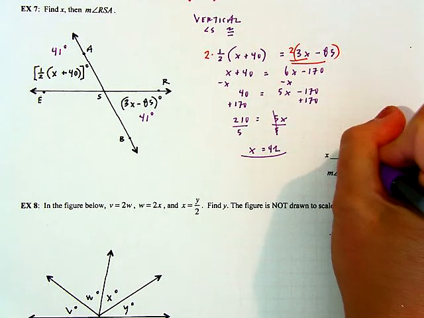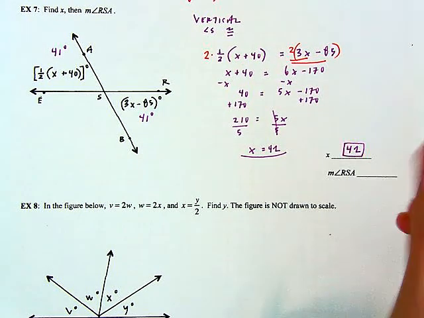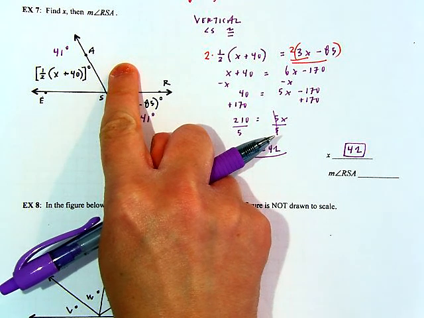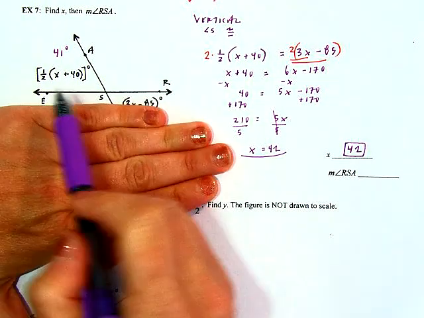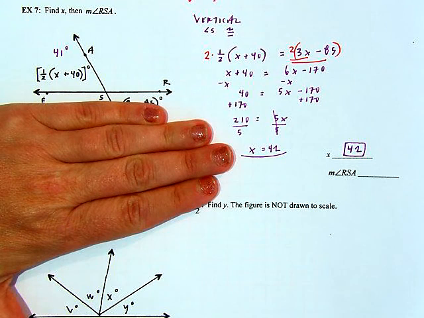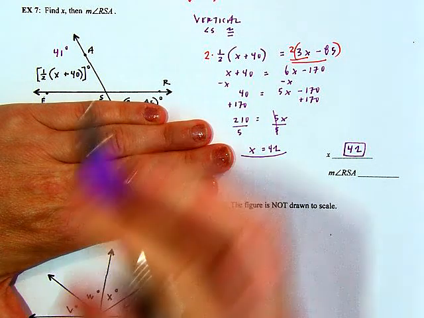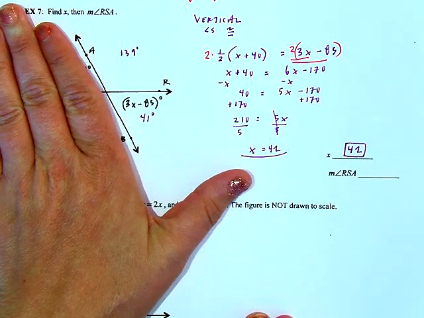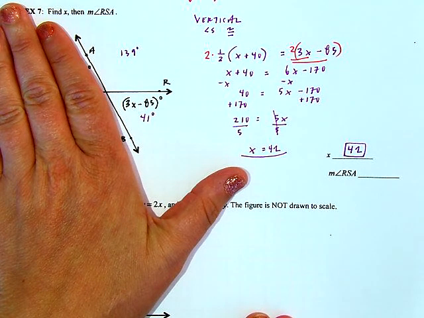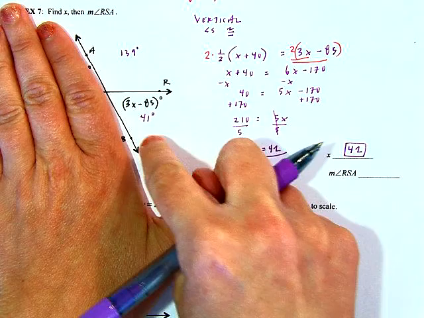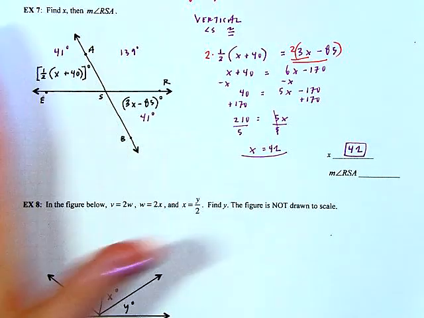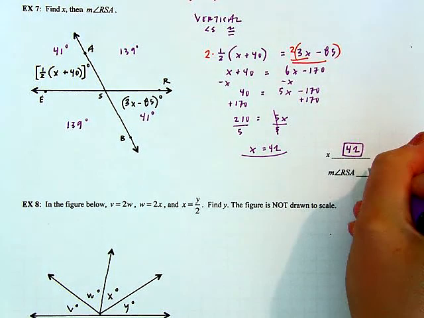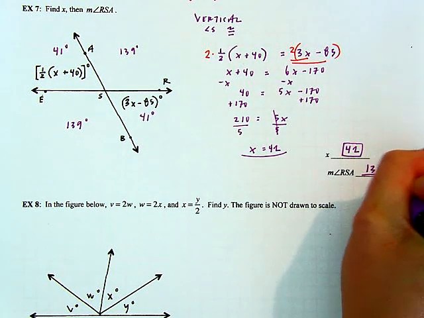I know that x was 42. So the measure of RSA, I want this one right here. So I have to see that, if I block this out, these angles form a linear pair. So together they have to add to 180. So 180 minus 41 is 139. Okay, and that would be the same right here. These form a linear pair. They'd have to add to 180 as well. So another way, just 180 minus this 41 would get me 139 as well, which means that this angle would be 139 also. So the measure of RSA is 139 degrees.